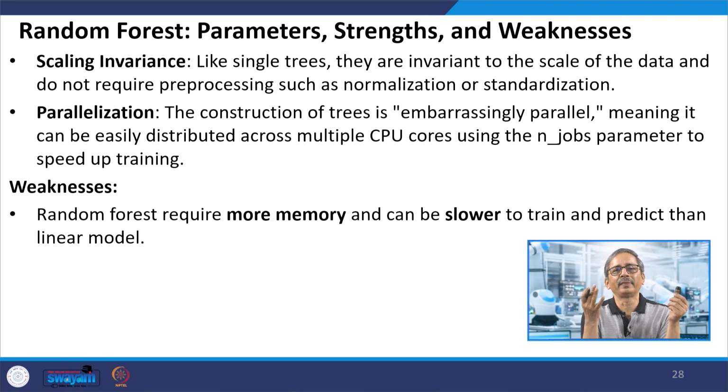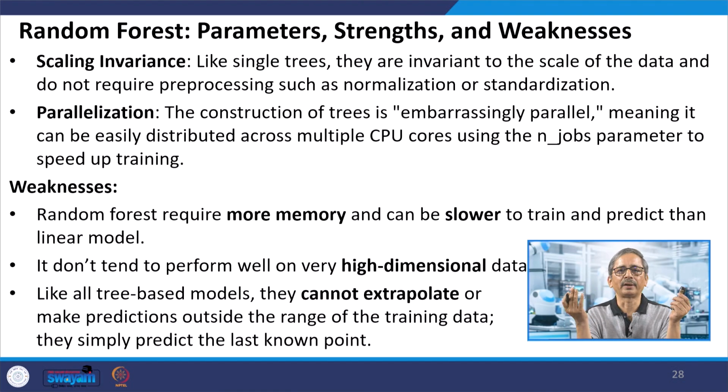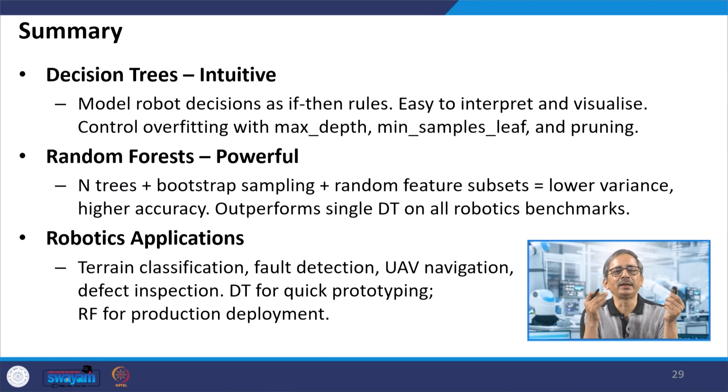The weakness is that it uses more memory and is slower to train and predict than a linear model, and does not tend to perform well on high dimensional data. Again, like all tree based models, they cannot extrapolate, or make predictions outside the range of the training data. To summarize, you see the decision tree is more intuitive.